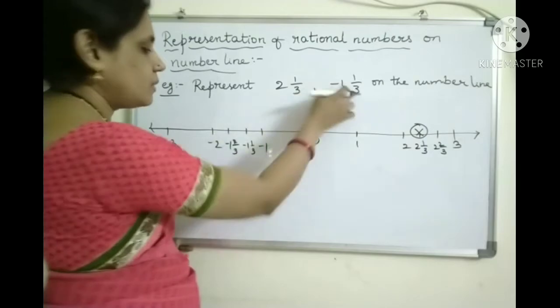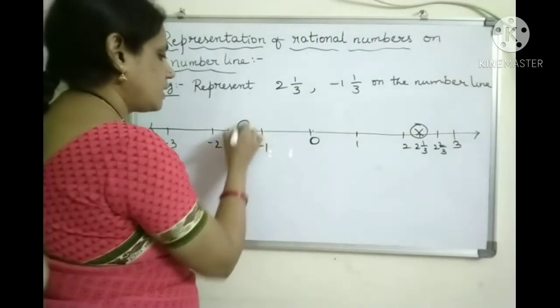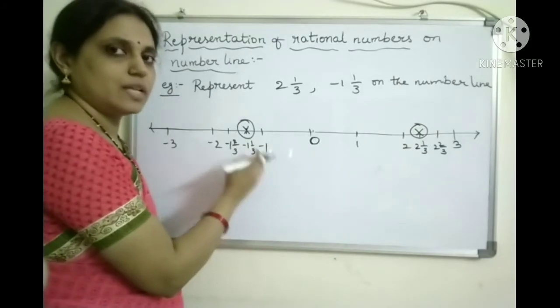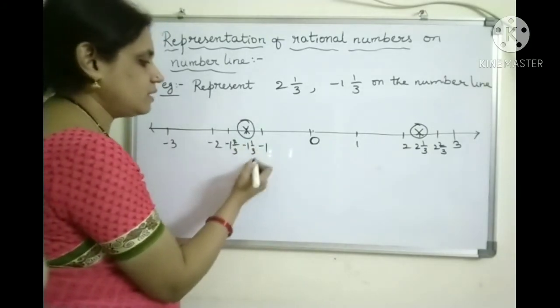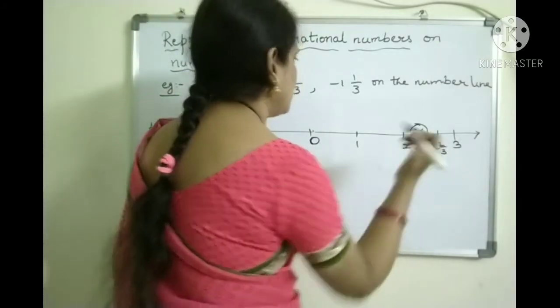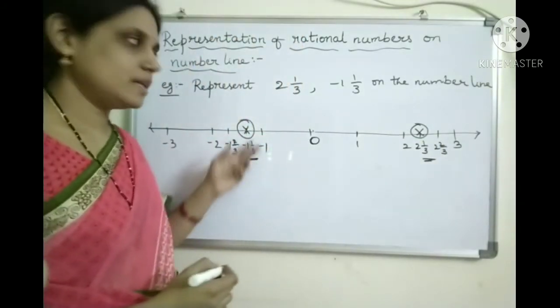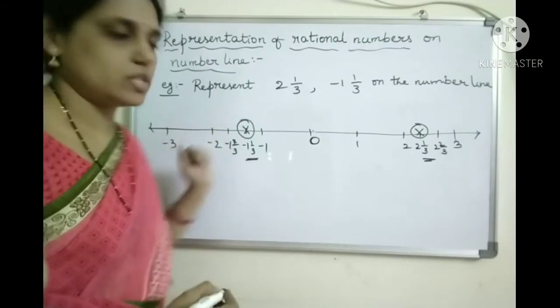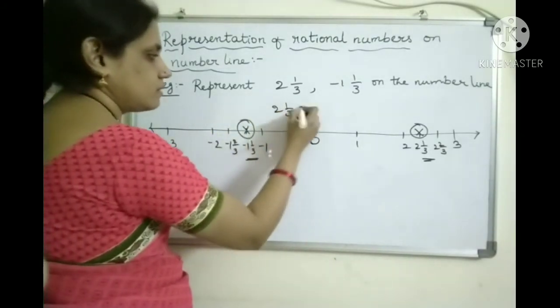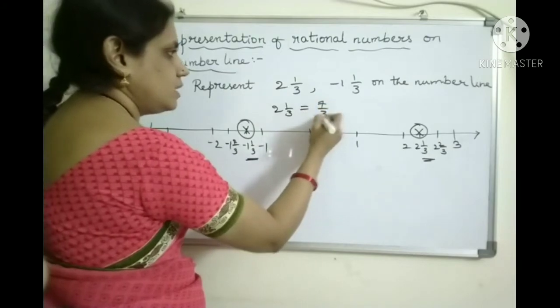So what we have to represent? Minus 1 1 by 3. So immediately next to minus 1 on the left side, that is minus 1 1 by 3, and this is 2 1 by 3. Understood? So like this we can represent if mixed rational numbers are given, or else 2 1 by 3 you can convert, that is 7 by 3.